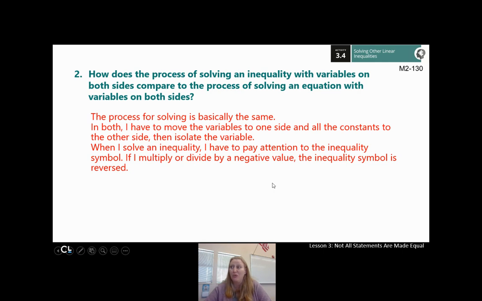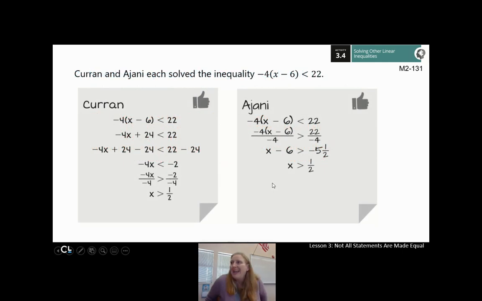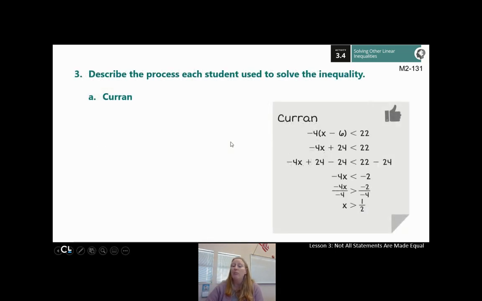So please be careful. Now, with that in mind, now that we've played with this a little bit, I would like you to do the same thing again, only I'd like you to do it with Karan and Ajani. I would like you to once again analyze their process, describe the process for each student used to solve the inequality. So what did Karan do? You'll do that for A. And what did Ajani do? You'll do that for part B. Go ahead and hit pause, write down their processes, and then hit play when you're ready to check your work.